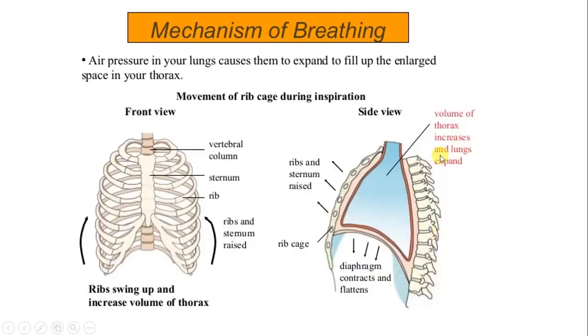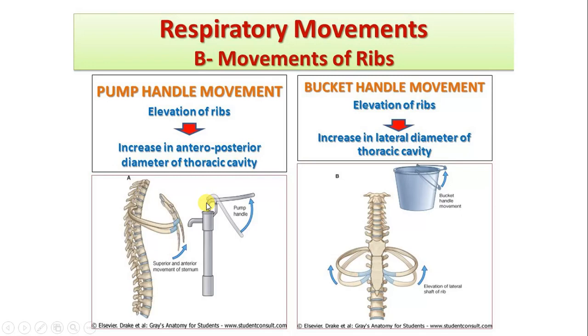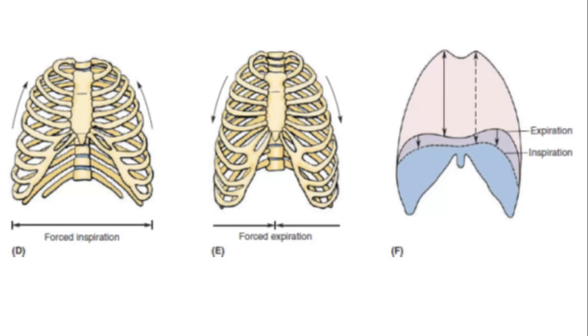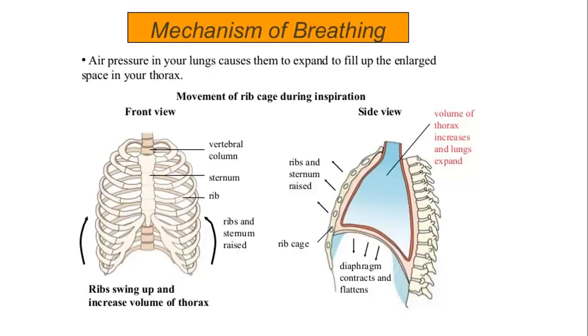And we have seen that although in the upper ribs there is also an increase in the transverse diameter, the pump handle movement is occurring mostly at the vertebrosternal ribs, and the bucket handle movement is occurring at the vertebrochondral ribs. And we have seen in the previous slide that the vertical diameter is increased by the contraction of the diaphragm. So, the movement of the rib cage during inspiration has been shown here, and here is shown the movement of the diaphragm.